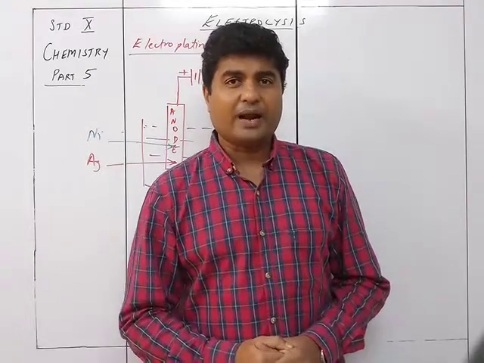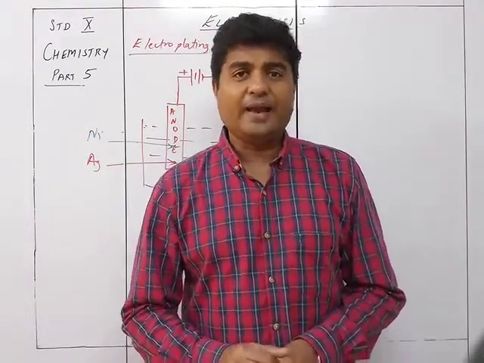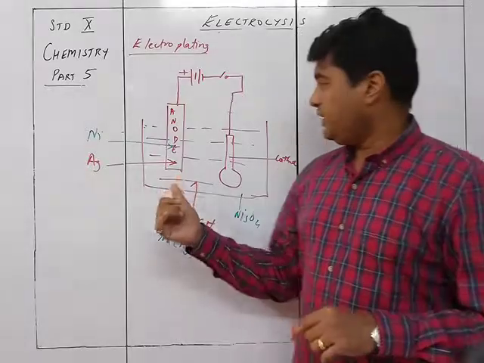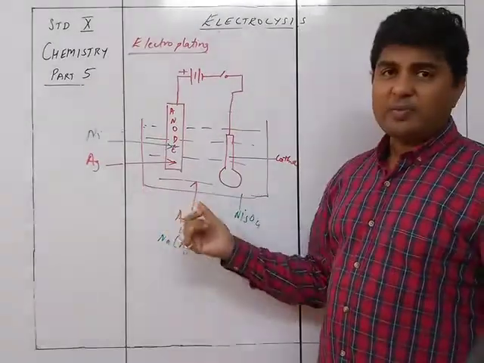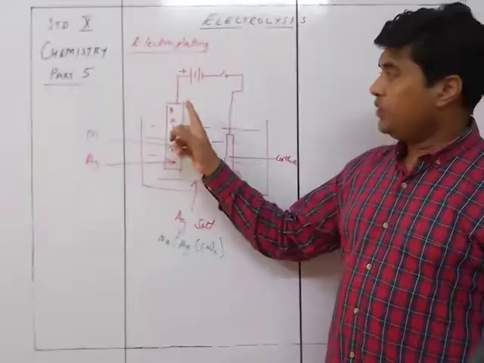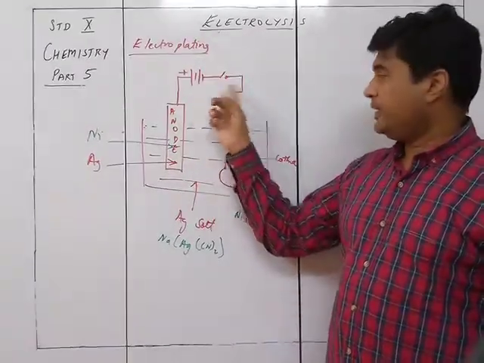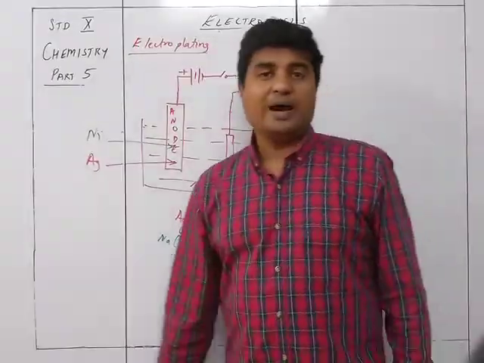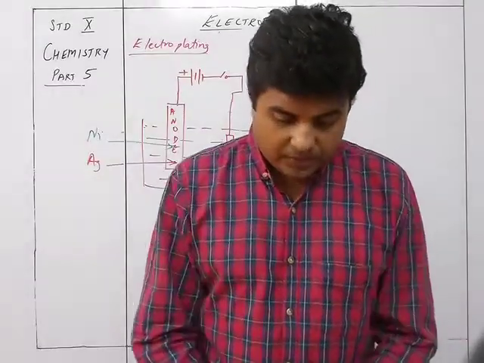So if I want to coat an article with nickel, the electrolyte will be nickel sulfate, the anode will be nickel, it will be connected to the positive terminal, and the negative terminal will be connected to the article to be coated.